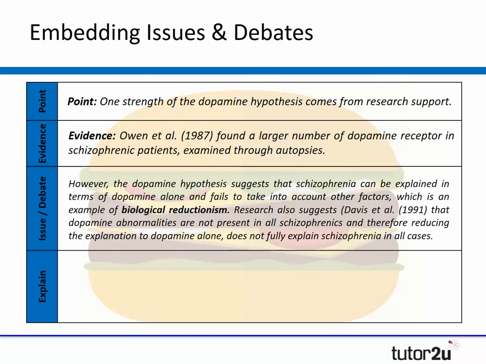So we might say, however, the dopamine hypothesis says that schizophrenia can be explained in terms of dopamine alone and fails to take into account other factors, which is an example of biological reductionism. I've used the term biological reductionism here. I think it's really important to get your students using the specific type of reductionism. Research also suggests, and this is probably a bit more enhanced, but just to highlight how it can be done, that dopamine abnormalities are not present in all patients, and therefore reducing the explanation to dopamine alone doesn't fully explain schizophrenia in all cases. Even without that final sentence, it would still have been very good.